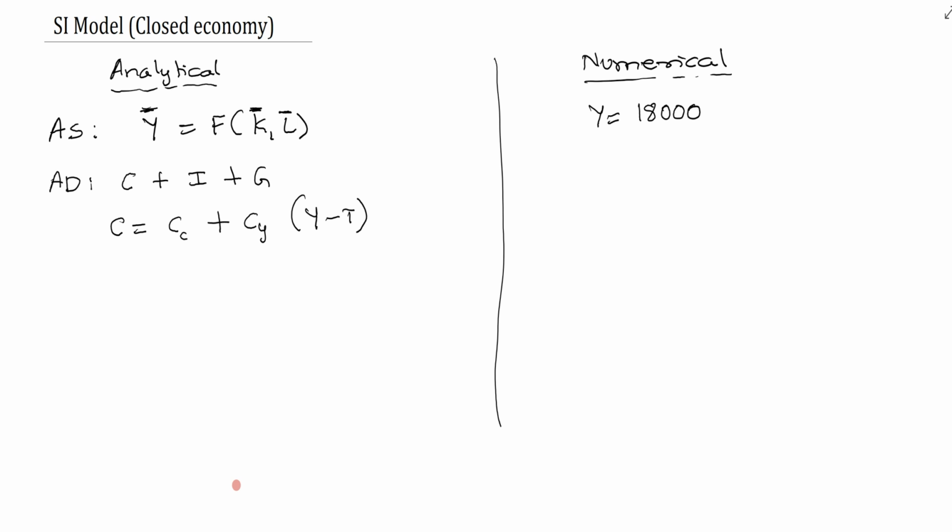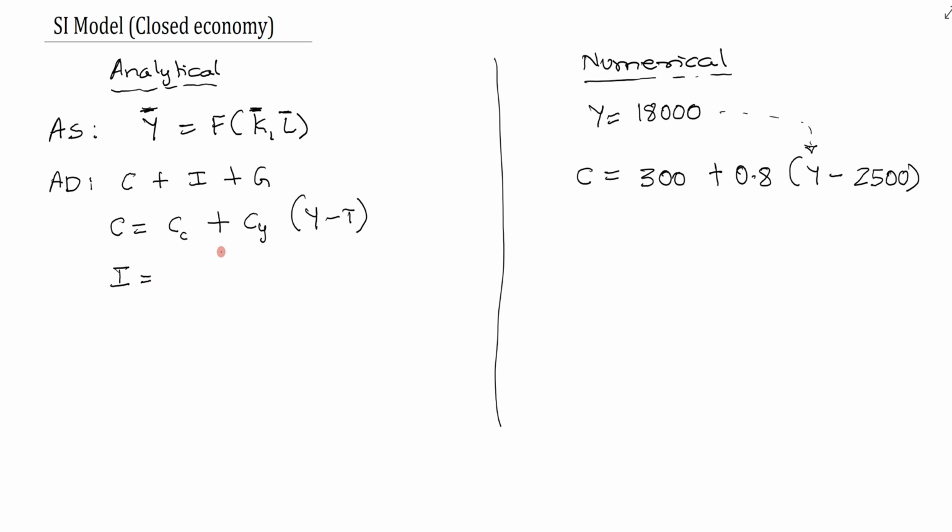Let's make up some numbers in the numerical framework. Let's say the autonomous part of consumption is 300, the marginal propensity to consume is 0.8, and then income minus taxes, where we assume taxes are 2,500. We can of course substitute the 18,000 over here and get our consumption.